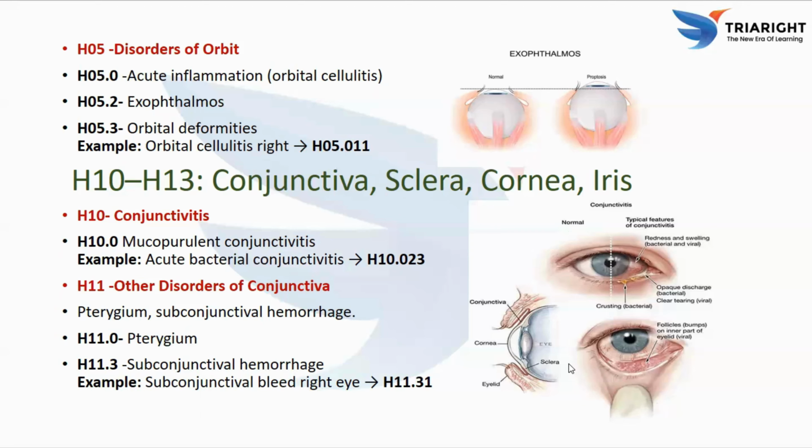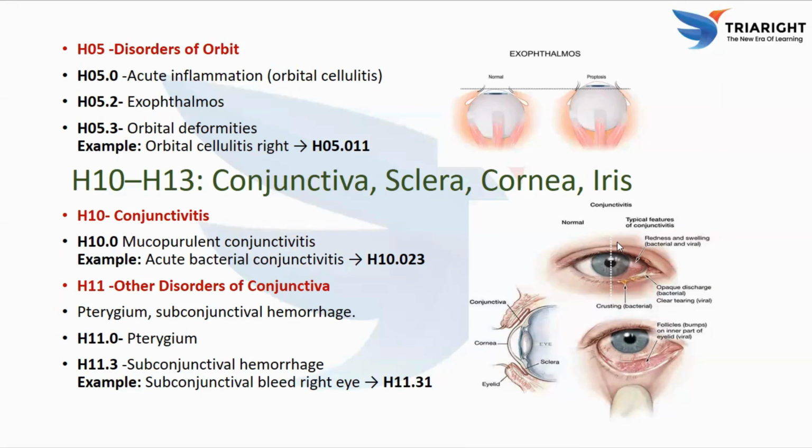It explains the normal eye structures and how conjunctivitis appears. The conjunctiva, you can clearly see here, is a thin membrane covering the sclera and inner eyelid, and the sclera is the white part of the eye. This is the comparison between the normal eye and the conjunctivitis eye.